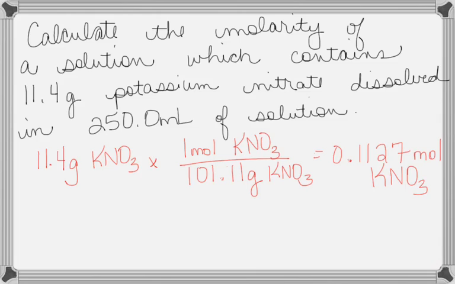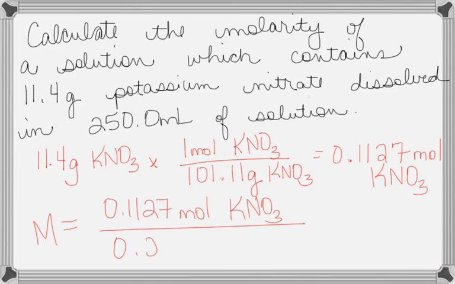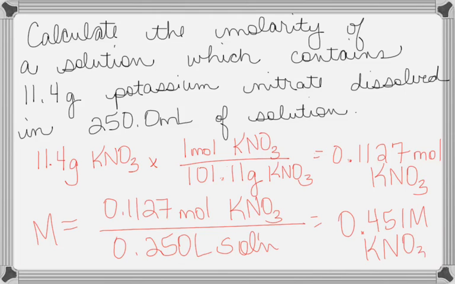What do I need to do after that? I've got to convert the 250 milliliters to liters. 250 milliliters is how many liters? 0.250 liters. And then what do I do? Right. I take the 0.1127 moles of KNO3, divide it by the 0.250 liters of solution, and that gives me a molarity of 0.451 molar KNO3.